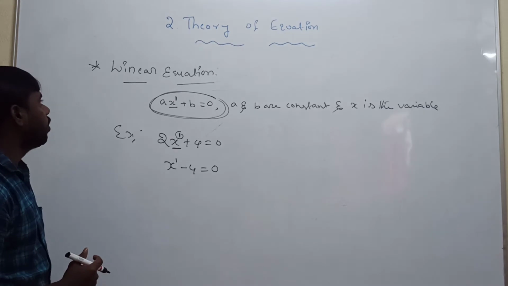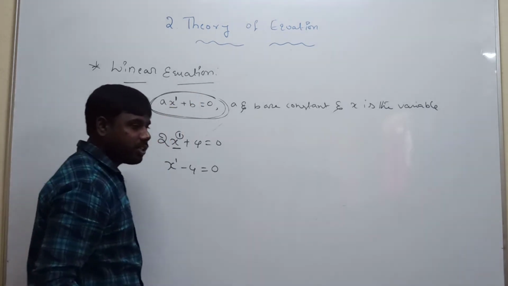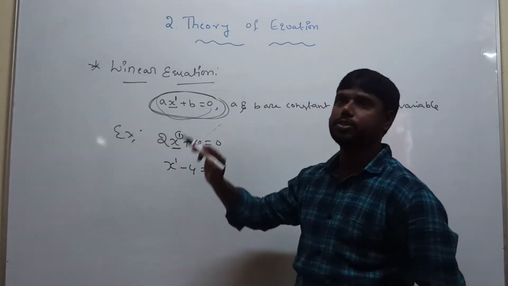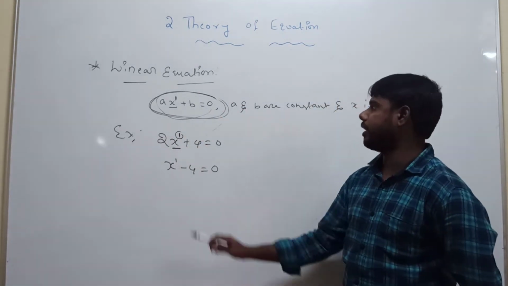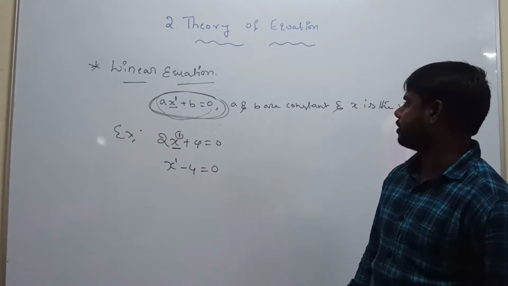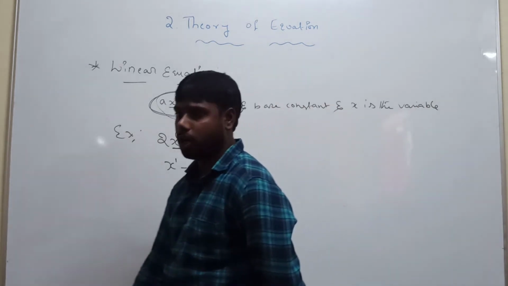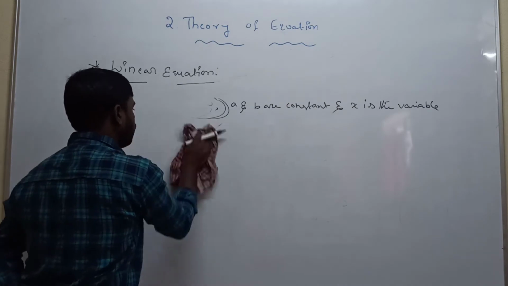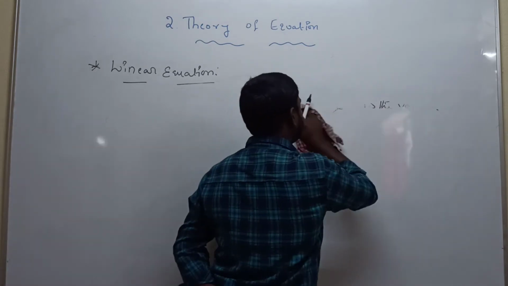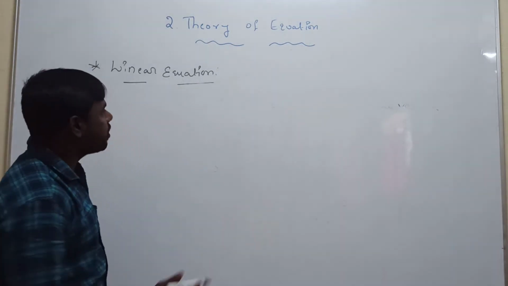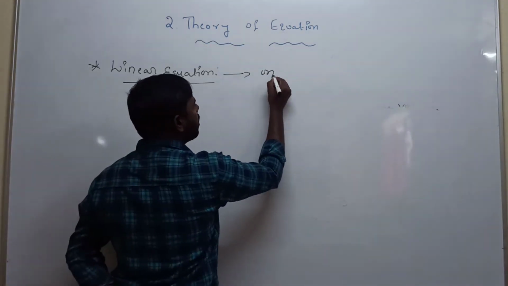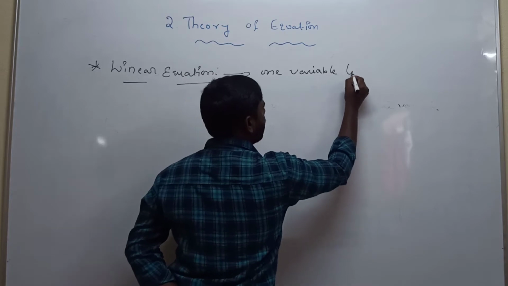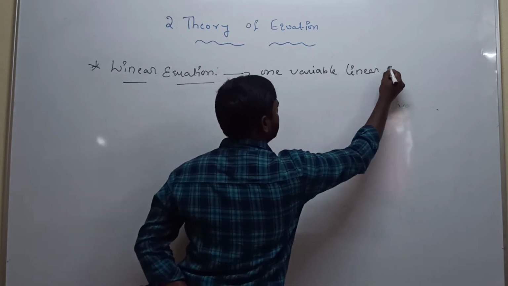Once again, what is the definition of a linear equation? A polynomial equation of degree 1 is called a linear equation, where a and b are constants and x is the variable. There are two types of linear equation. The first one is the one variable linear equation.